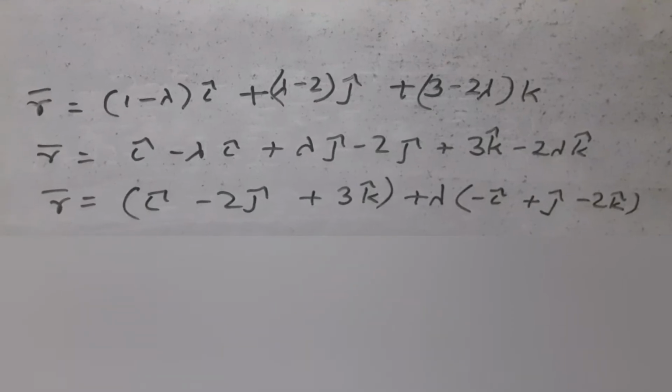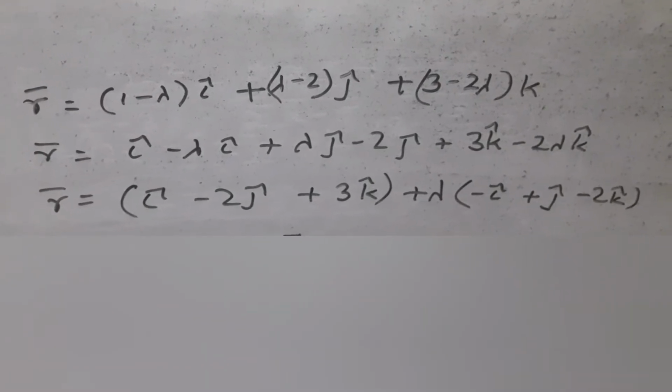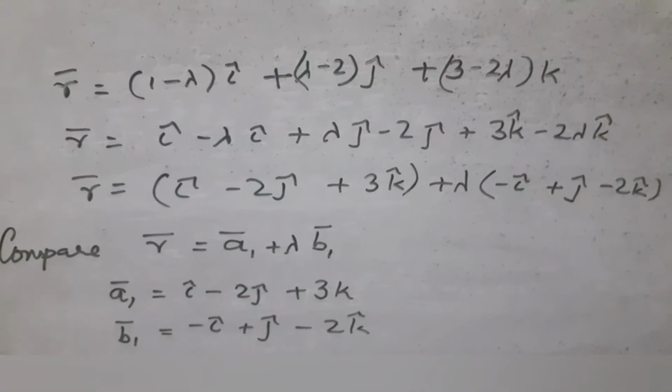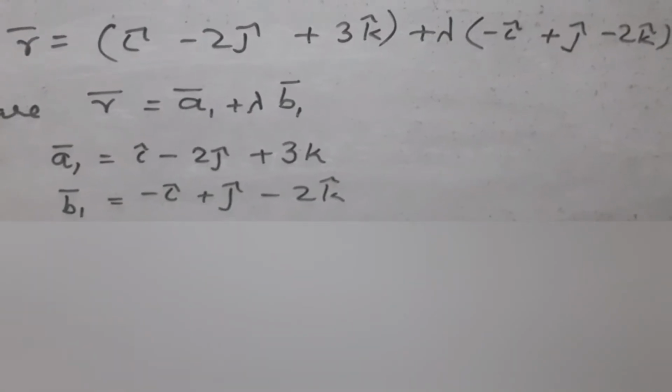Rearrange the expression for the first line in the form r equal to a1 plus lambda b1. Vector a1 is i minus 2j plus 3k. Vector b1 is minus i plus j minus 2k.